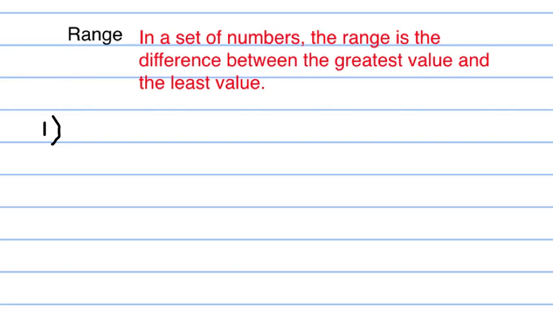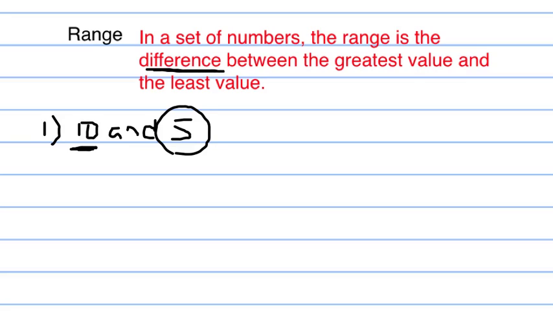Okay, so our first example is finding the range between these two values, 10 and 5. Well, what's the greatest value? Well, the greatest value is 10. And what's the least value? The least value is 5. So I'm going to take the difference of these two numbers, or I'm going to subtract them. So the range between 10 and 5, and if you count this on a number line, it would prove it, the range between 10 and 5 is 5.